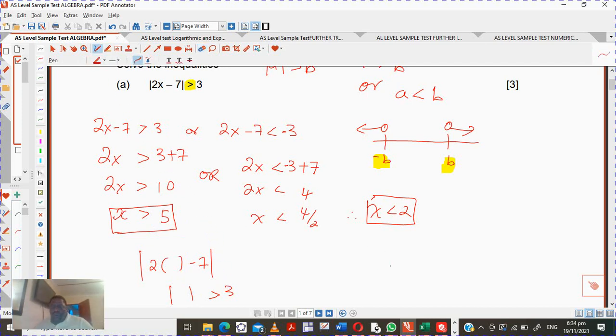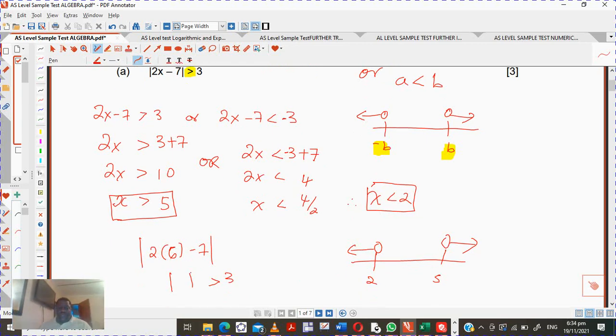On a number line, this would be 5 here, numbers greater than 5, and then you have 2 here, and numbers less than 2. The 2 and the 5 are not included. If I put, let's say, a 6, which is another number greater than 5, that's 12. When you take away 7 from 12, that gives you 5.